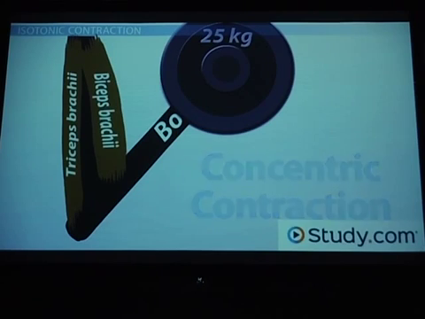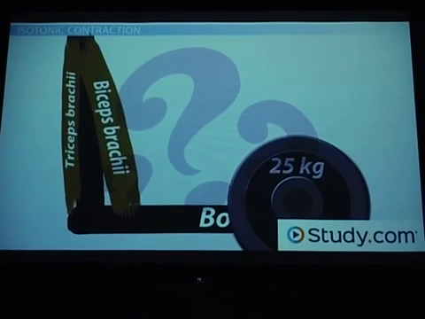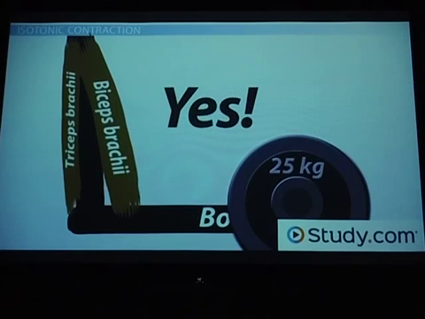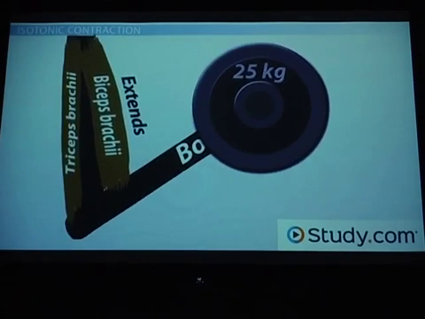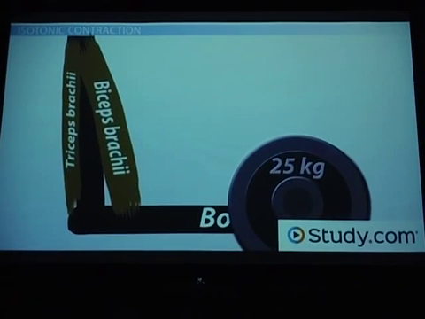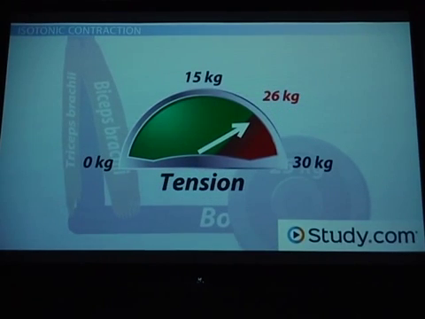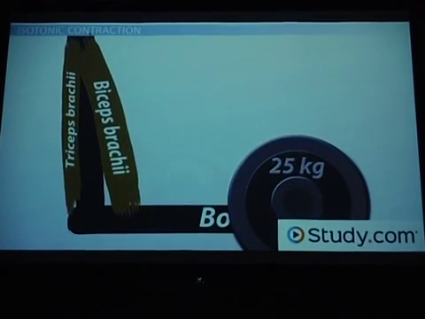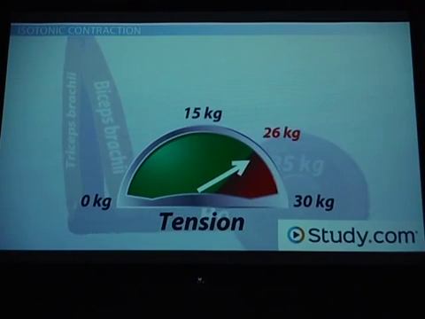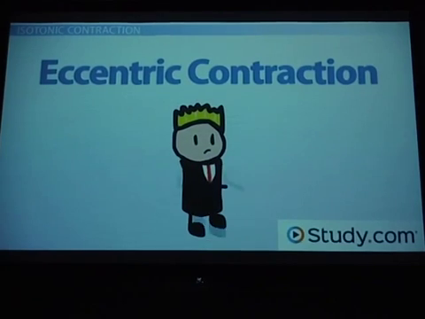Does the muscle contract during extension while doing a curling exercise? Well, as it turns out, the answer is yes. You see, as the man extends his arm, that same muscle, the biceps brachii, now lengthens and maintains tension slightly greater than the load. In this case, slightly greater than 25 kilograms. This tension is maintained by eccentric contraction. Eccentric contraction helps to control the rate of movement.